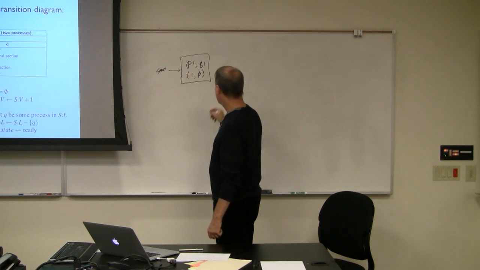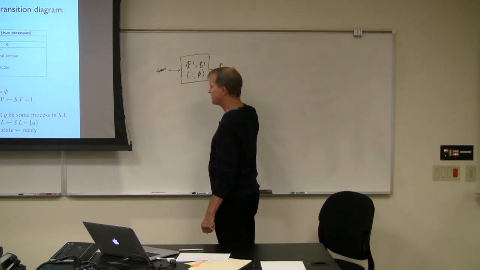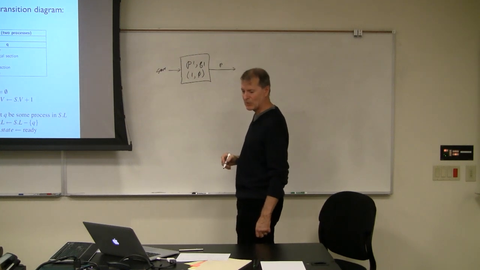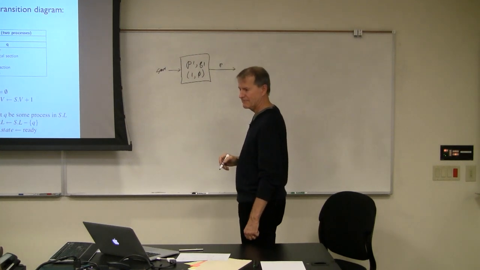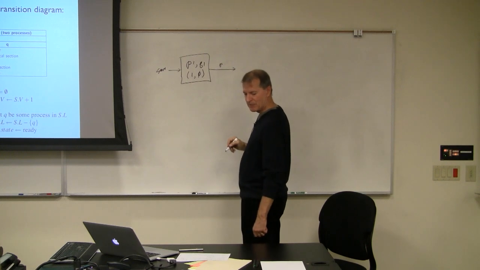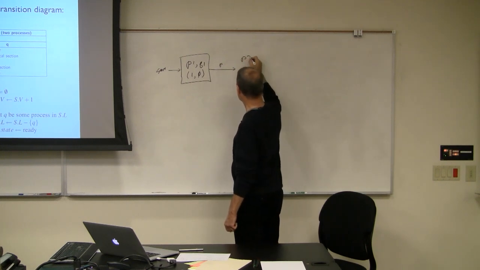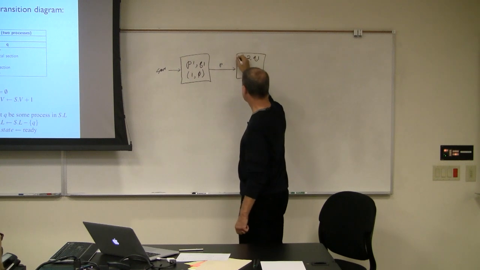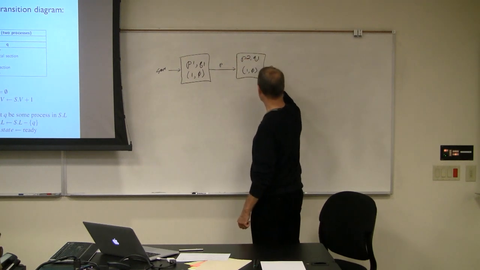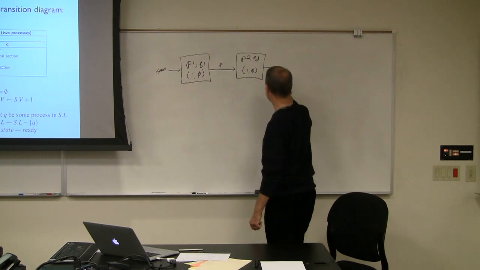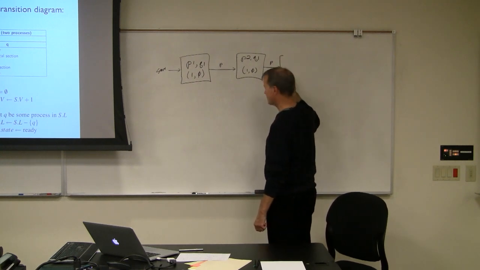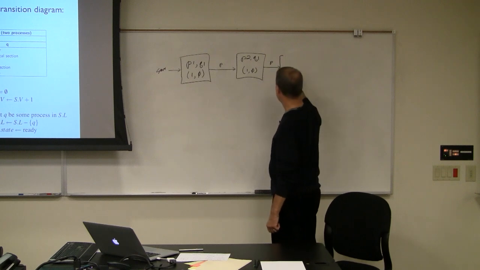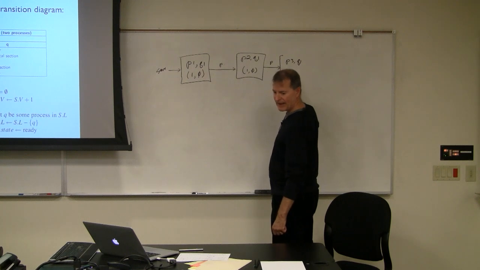Now, let's suppose that P executes. Who wants to start? What's the next state? You want to start? Okay, so what's it going to be? P2, Q1, and then 1, empty. Excellent. And what about if P goes again? So if P goes again, what's going to happen? P3, Q1, but now, and now what?